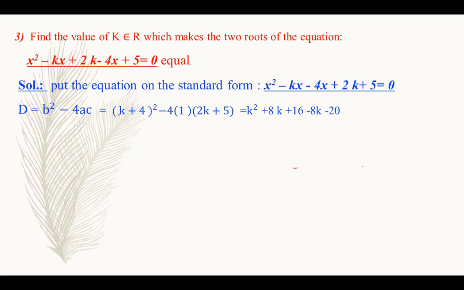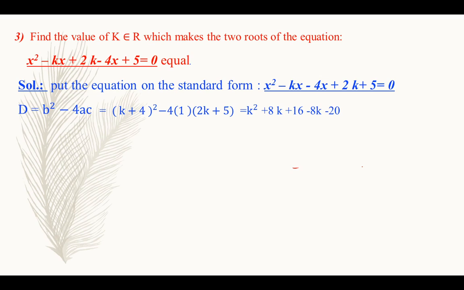Here k squared will be equal to k squared. 4 squared equals 16. First times second times 2 equals 8k. Negative 4 multiplied by 1 equals negative 4. We are going to distribute negative 4 over the two terms of the bracket. Negative 4 multiplied by 2k equals negative 8k. Negative 4 multiplied by 5 equals negative 20.